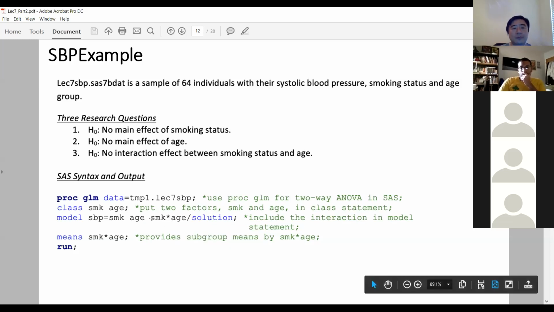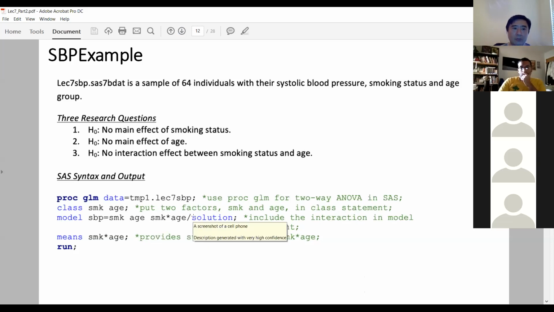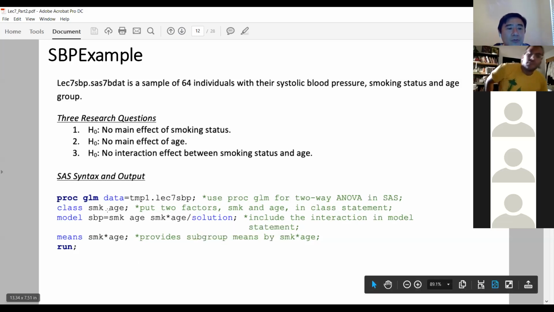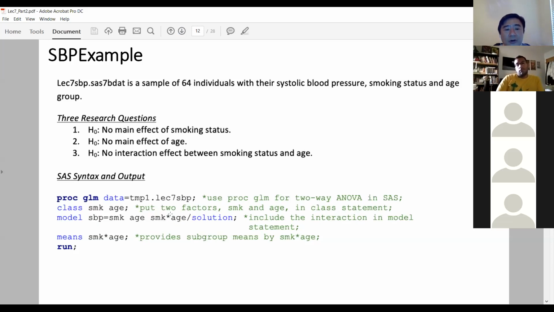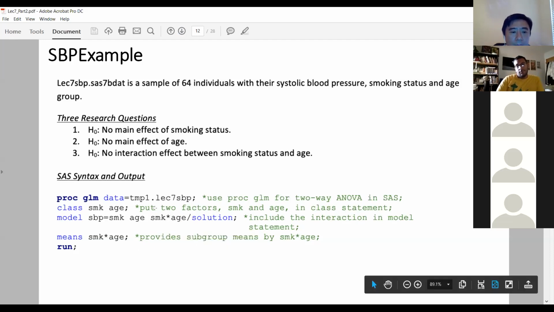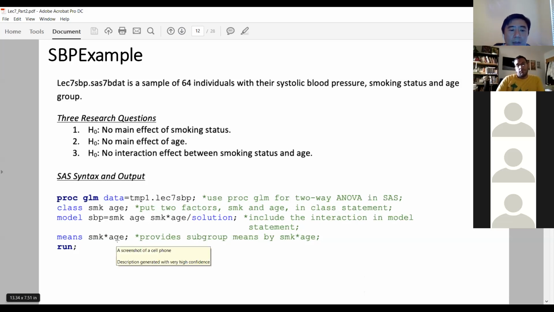So remember, you don't have to create the interaction term before you do that using PROC REG, the linear regression. But here, if you want to use GLM, you don't have to create interaction terms. If you just use the star in the model statement, it automatically includes the interaction terms between smoking status and age in this example. And this means a statement where we're asking for the estimated mean for every single combination of the smoking status and age group.